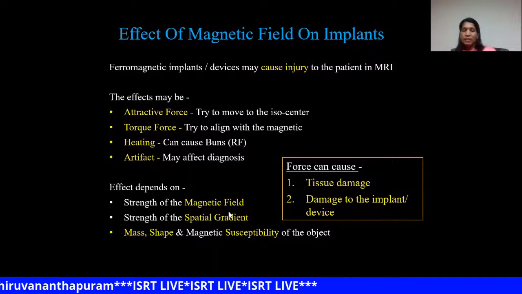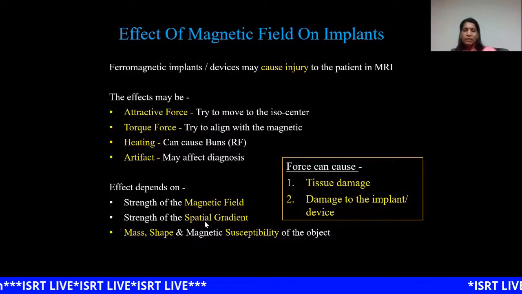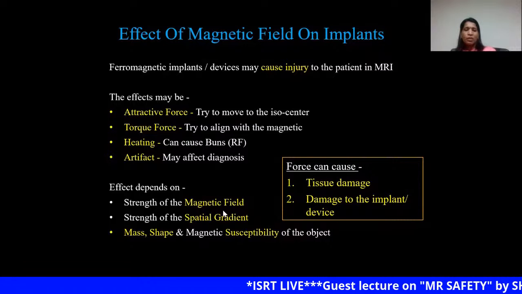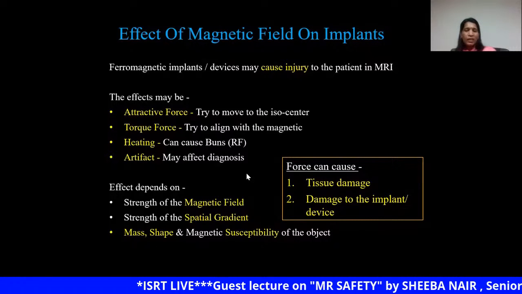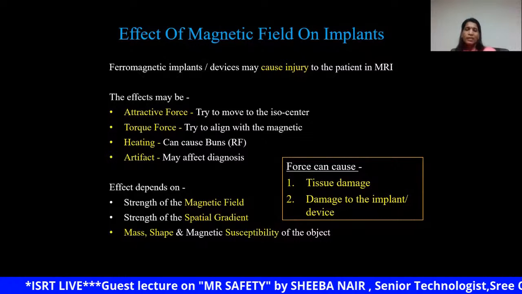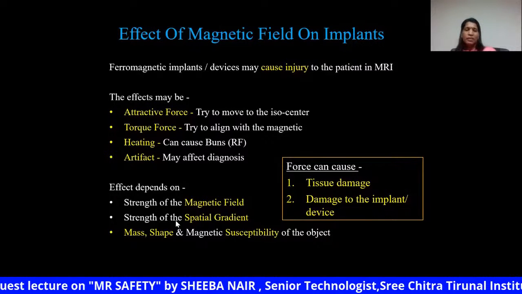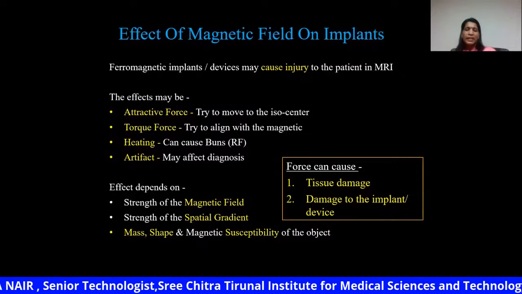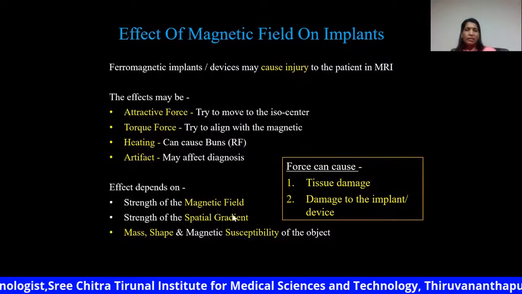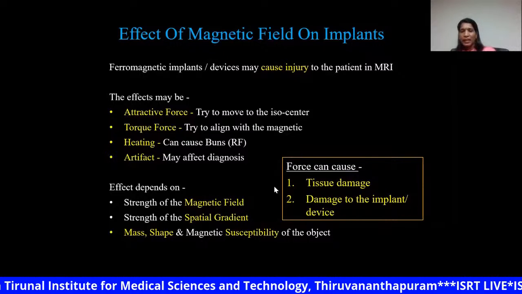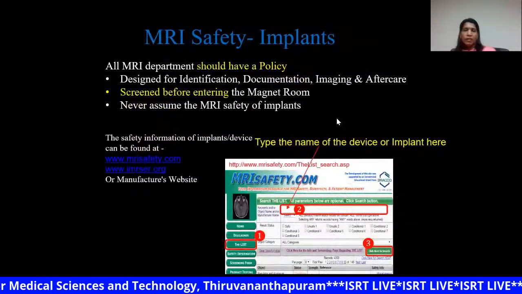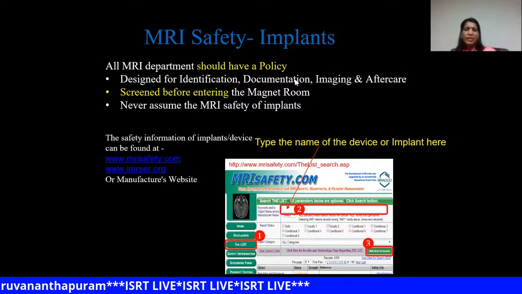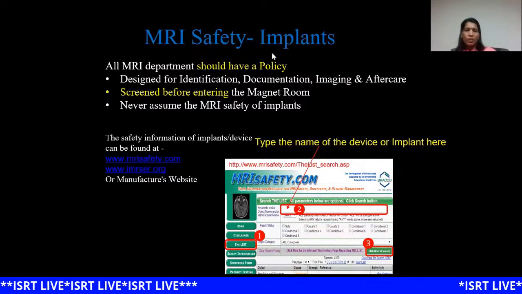The effect depends upon the magnetic field strength, the spatial gradient, and the mass, shape, and magnetic susceptibility of the object. The higher the field strength, the more danger and the more effect there will be. And if the spatial gradient is higher, then the adverse effect on the implant will be very high. So for scanning a patient with an implant, every department should have a policy.